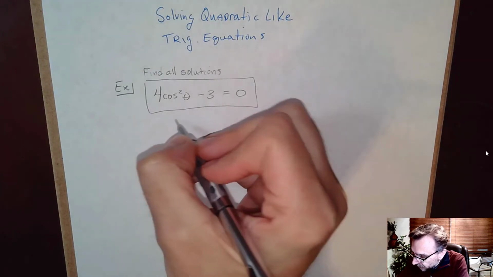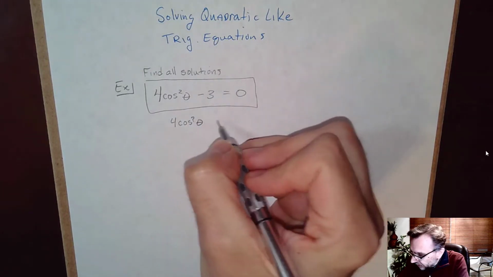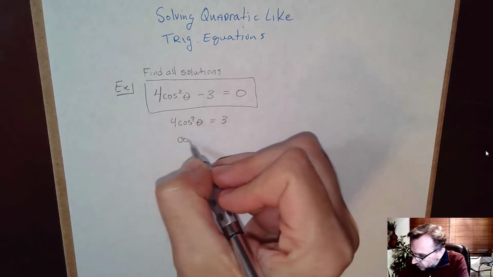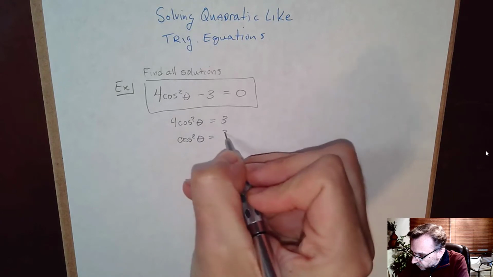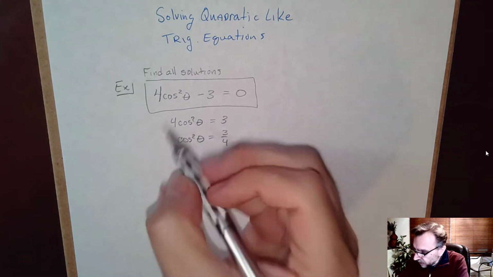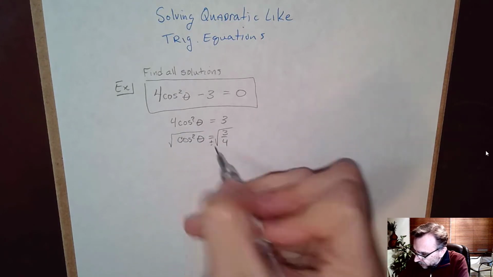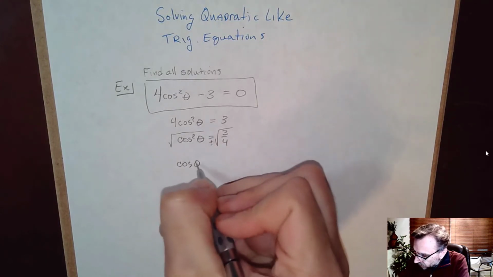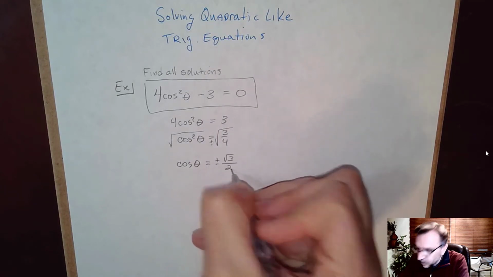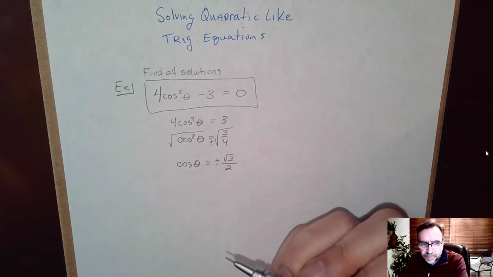First, adding 3, we'll have 4 cosine squared theta equals 3. All right, and then dividing by 4, we get cosine squared theta equals 3/4. Okay, once you have the square isolated, you then take the square root of both sides. Don't forget the plus or minus. And here we get cosine theta equals plus or minus square root of 3 over 2, because the denominator here is a 4, so square root of 4 is 2.